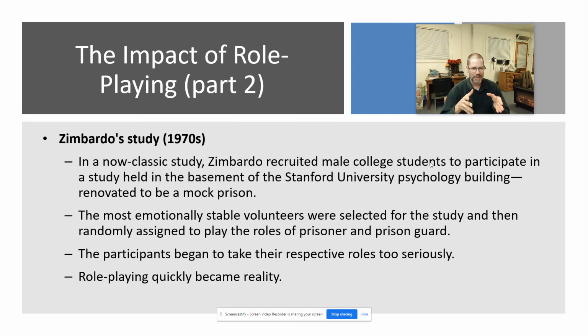It's this experiment, and it's cited quite a bit, where he takes what are said to be emotionally stable volunteers, and he's using them for a particular study: what if in the basement of the university we build this kind of mock prison? It's not a real prison, but for all intents and purposes, they made it into one. Some of the volunteers will be prisoners, and others will be the guards. And so then they began to take their roles pretty seriously.